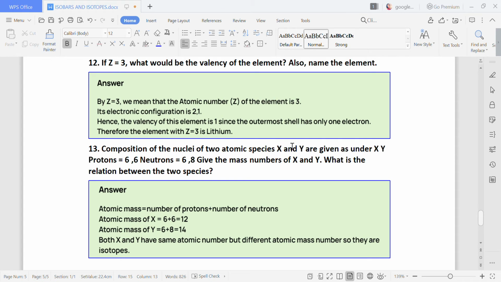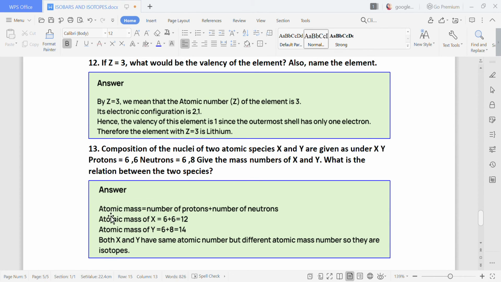Now children, there are two atomic elements, X and Y. There are two elements and their composition has been given. That means the number of protons in X are 6 and for Y also 6. The number of neutrons for X are 6 and for Y the number of neutrons are 8. So they want you to calculate mass numbers and also the relation between these two species.